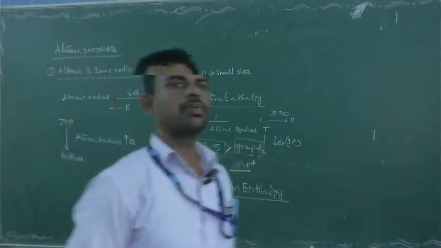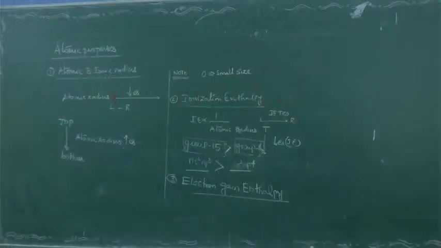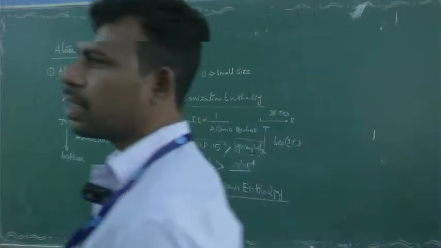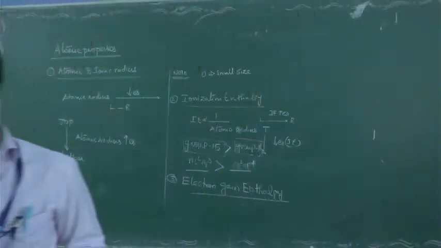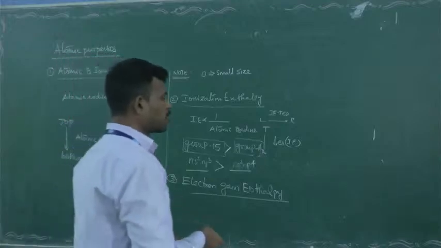Electron gain enthalpy. What is the meaning of electron gain enthalpy? It is the energy released when you add an electron to an isolated gaseous atom. When you add an electron, there is an energy change. Is it clear? Yes or no? Particularly in the case of group 16.